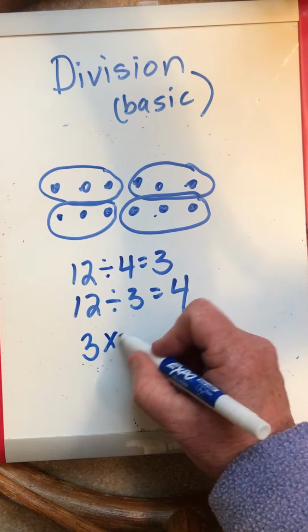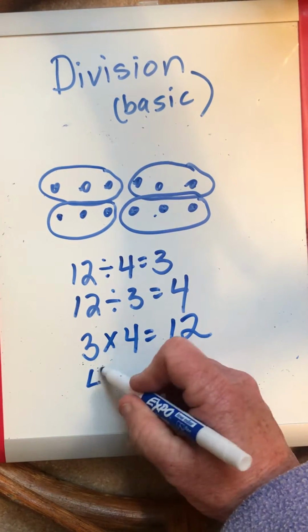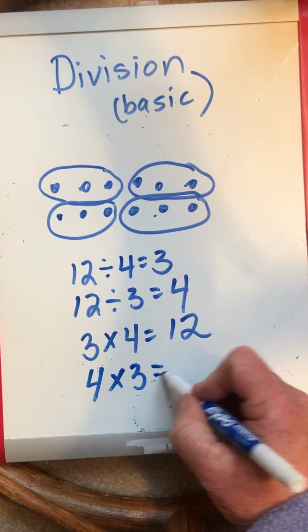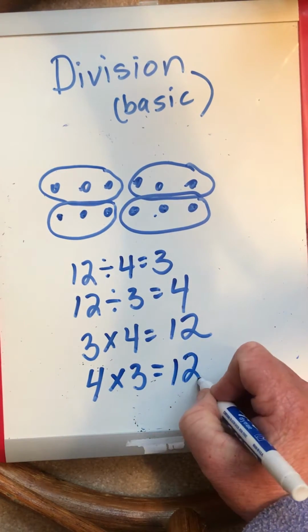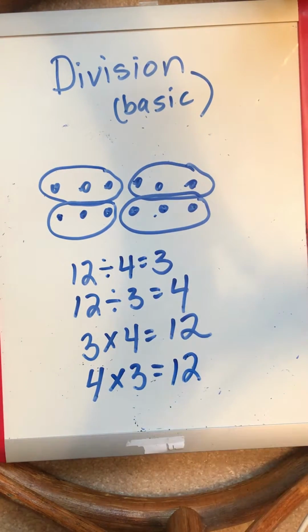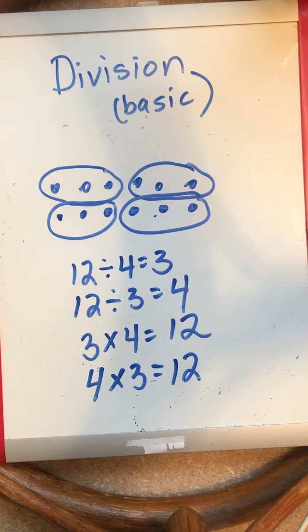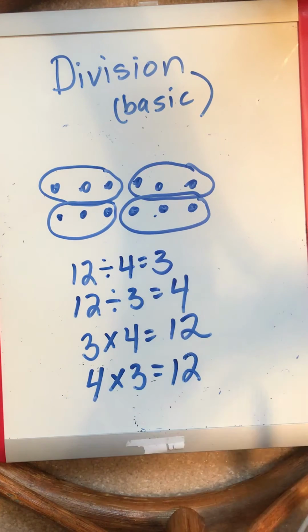I can also show this by multiplication. There's 3 dots in each group and there's 4 groups. How many total? I have 12. I have 4 groups times 3 dots in each group. How many do I have altogether? 12. And again, this would be called a fact family. Remember, all of the groups need to be equal. Division is when we start with a larger number and we want to divide it equally into smaller groups.